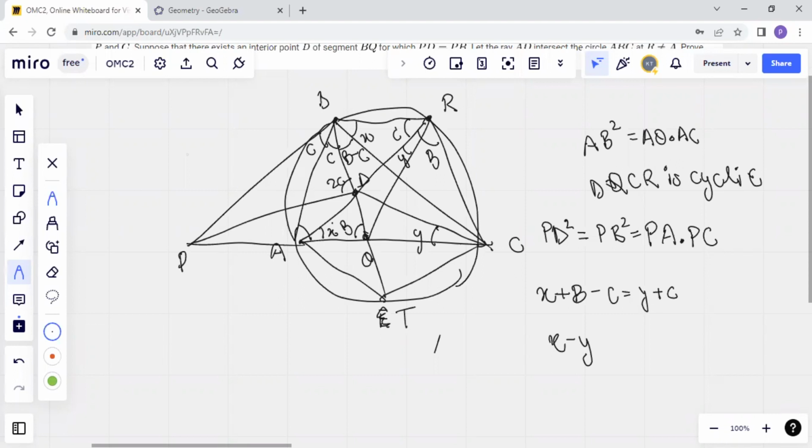Oh, that PDA is also Y, right? Yes. So Y minus X will be equal to... So we want this angle, right? Yeah, okay, we are done. Just want this angle. Oh, you can just use that exterior angle property, no?